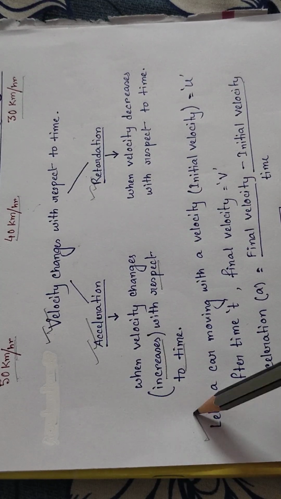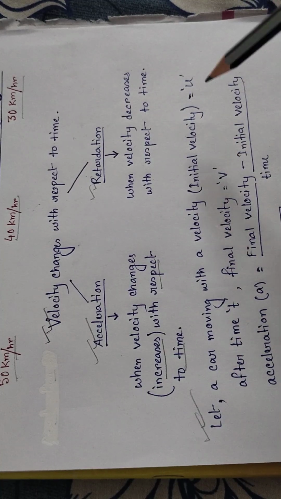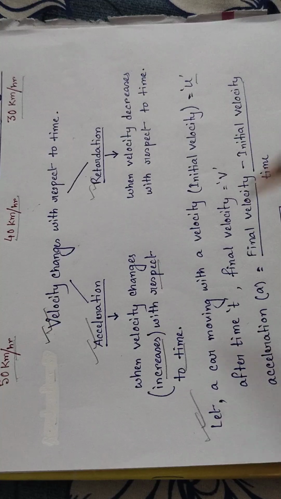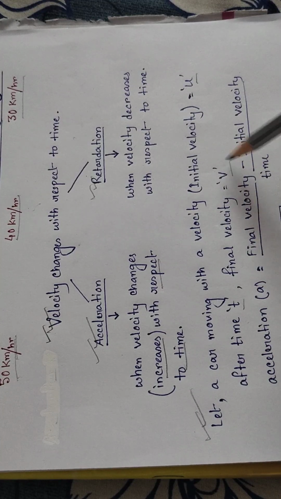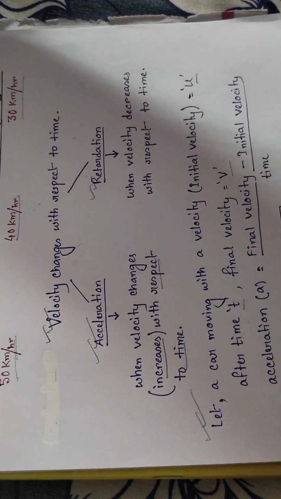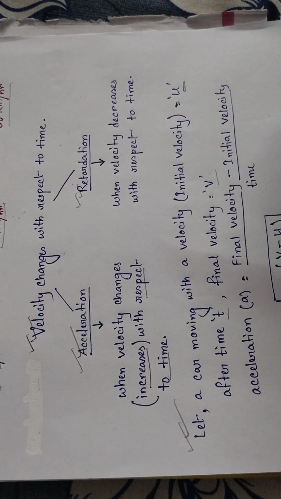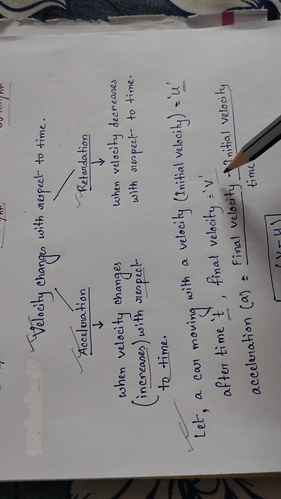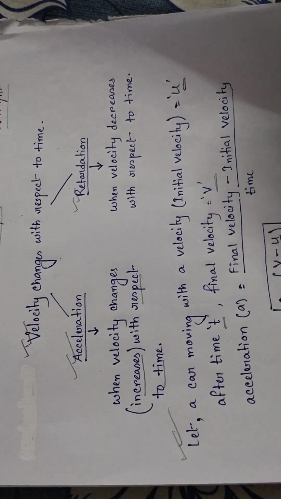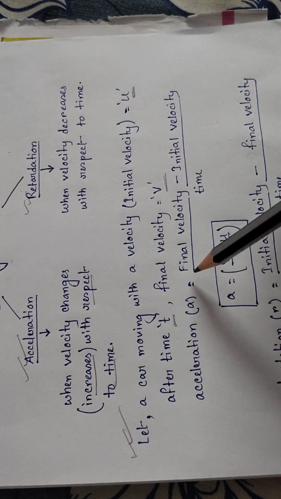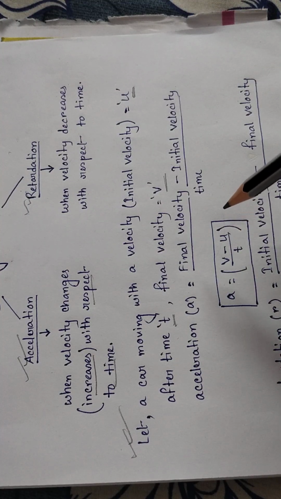Here, as in the example, let a car be moving with initial velocity u, and after time t the final velocity becomes v. Now we are going to derive the formula of acceleration. Initially the car was moving with velocity u, and after time t the velocity of the car becomes v. The formula of acceleration is change in velocity by time.